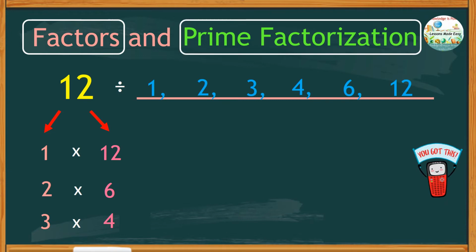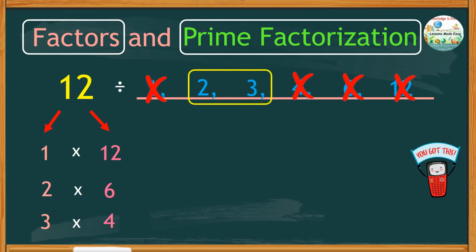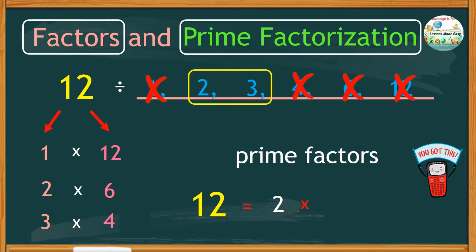Which of these factors are prime numbers? Let's see. 1 isn't the prime number. 4, 6, and 12 are not prime numbers as well. So the only prime numbers are 2 and 3. As we know for sure, to do prime factorization is to express the given number, which is 12, as the product of the prime factors, which are 2 times 2 times 3.